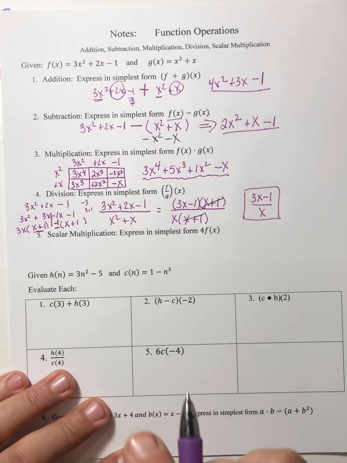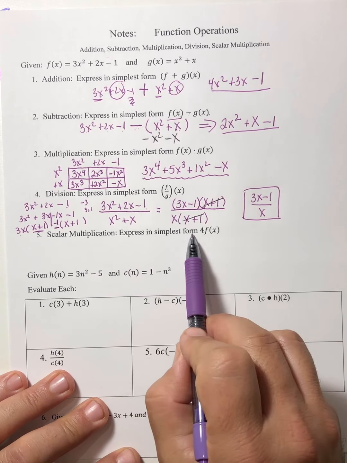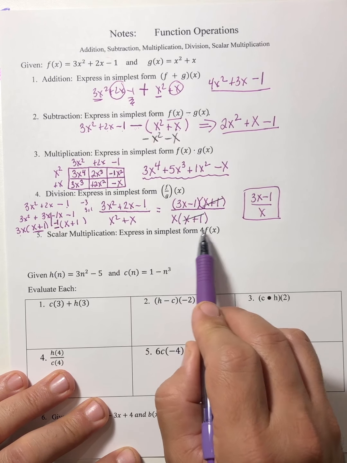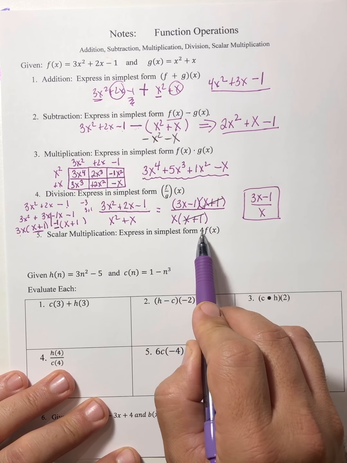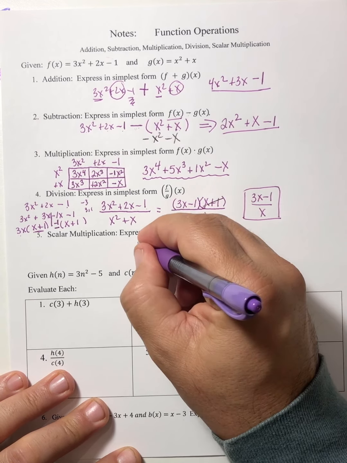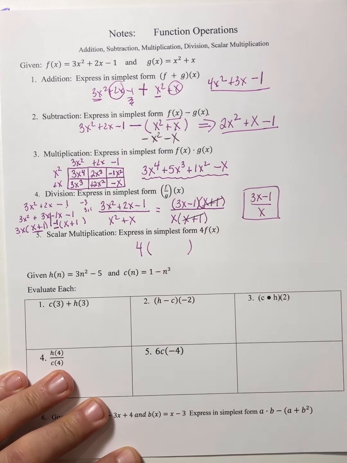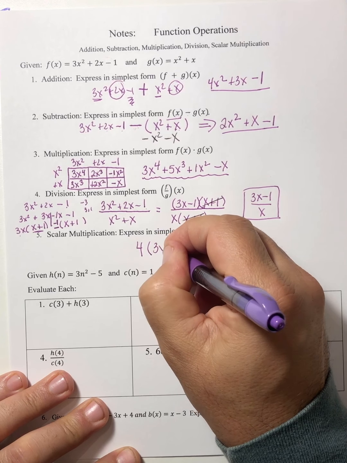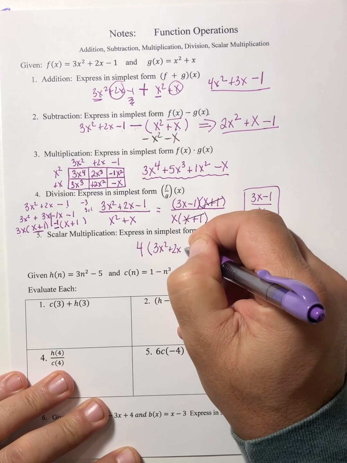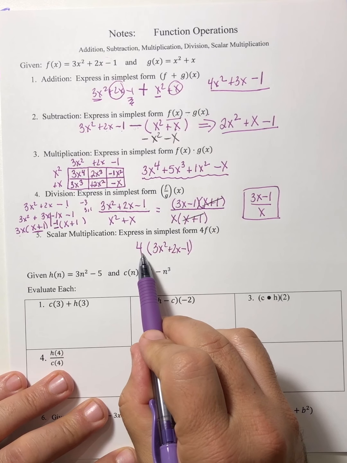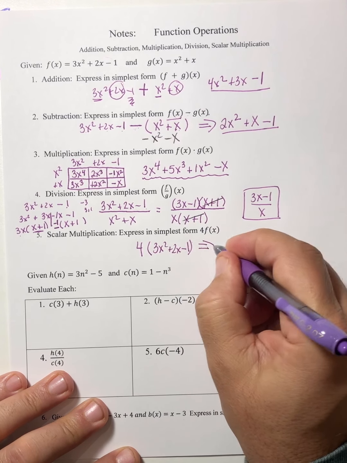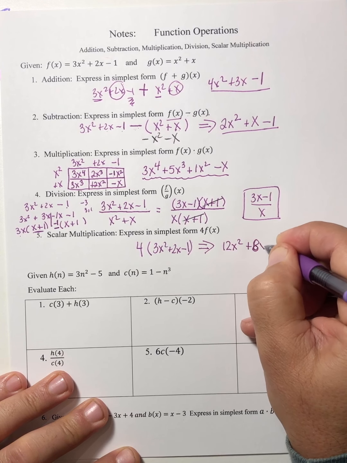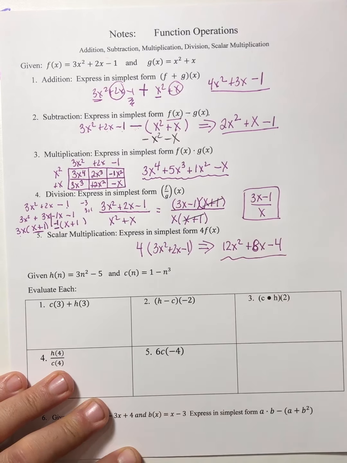All right, last one of this style is called scalar multiplication. Scalar multiplication is just glorified distribution. It's just 4 times whatever the function is. So this is saying 4 times f of x. Our f function is this beast. So I just write down 3x squared plus 2x minus 1, and it's one big distribution. So 12x squared plus 8x minus 4. And that's all we do.